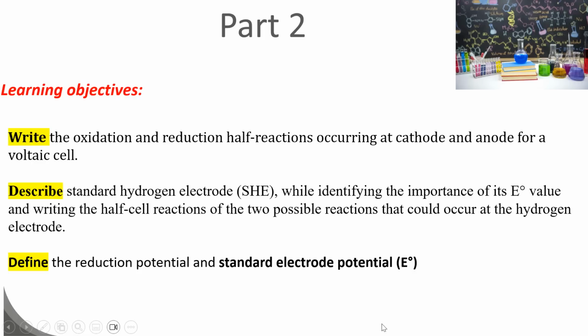Now we go to part 2. So now we know what's a voltaic cell. We know the meaning of the cathode. We know the meaning of the anode and everything. So this is what we want to do now. We want to write the oxidation and reduction half reactions occurring at the cathode and the anode. Remember, the cathode, what happens there? Reduction. If you want to remember it, the cathode has the letter C, so you don't get confused. So cathode reduction, anode oxidation. And we'll describe the standard hydrogen electrode which we will go through inshallah.